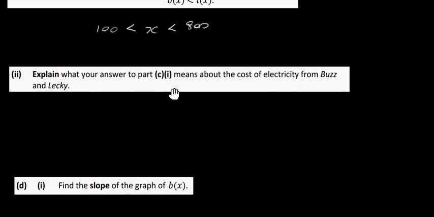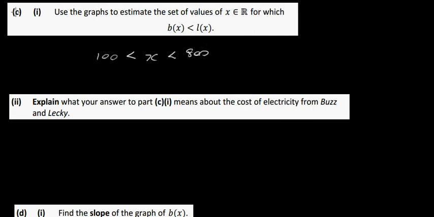Okay, so let's move on. I'll just put a little squiggly bracket around this. Explain what your answer to part C1 means about the cost of electricity from Buzz and Lecky. What does this actually mean?